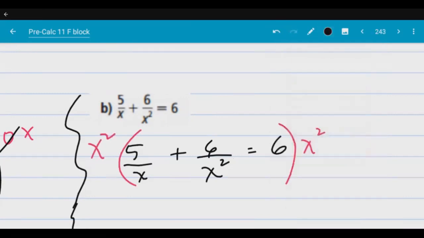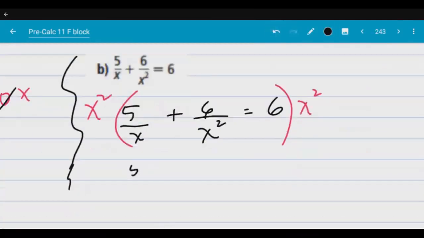Remember that x squared is going to be distributed here. So for the first one, x squared times 5 over x. If I multiply this by this, it becomes 5x squared over x, which is just 5x. While if I multiply x squared by 6 over x squared, it would be 6x squared over x squared. So actually the x squared cancels out, is equal to 6x squared. Oh, wait a minute. This looks like something that we have done before. Look at this, guys.